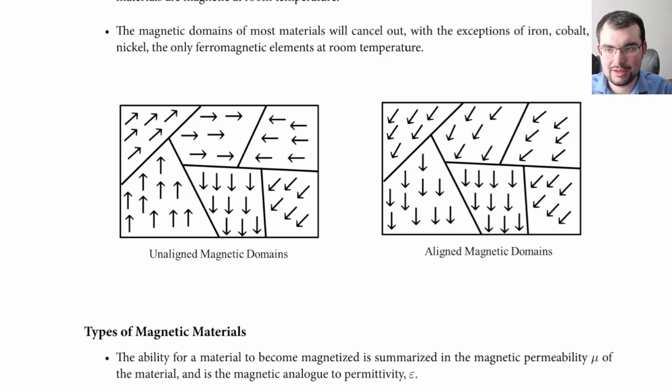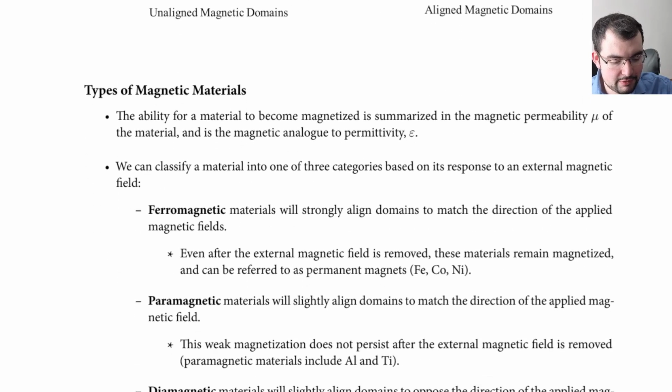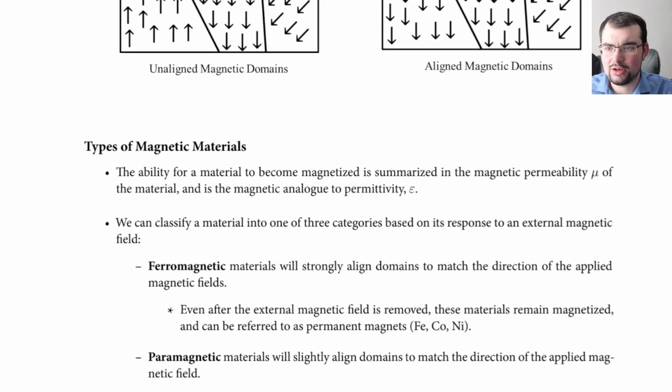But in a magnet, it just so happens that as the material formed, its domains happen to perfectly align. So this would be what a permanent magnet looks like, these aligned domains. The ability for a material to become magnetized is called the magnetic permeability, mu, which is the magnetic version of permittivity, epsilon, where we said epsilon was how easy it was for E fields to polarize a material. Permeability is how easy it is for magnetic fields to become stronger in a material.